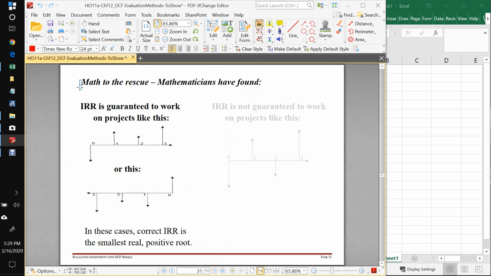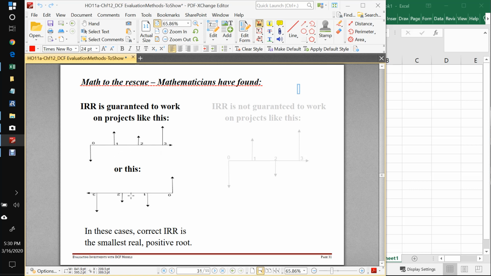But there's good news. We have math to the rescue. Mathematicians have found in certain circumstances we can use the IRR. If we have projects like this where we have one negative cash flow and all the rest of the cash flows are positive, or if we have all negative cash flows and at the very end we get one positive cash flow, or the two other possibilities, which would be one negative cash flow here, one positive cash flow here, negative cash flow, negative cash flow, negative cash flow.